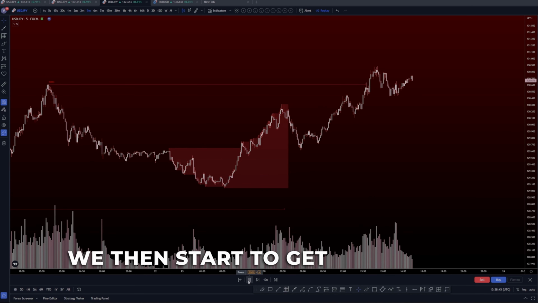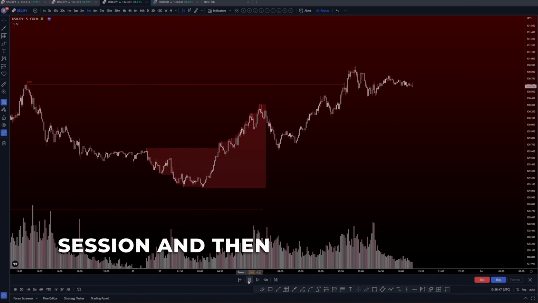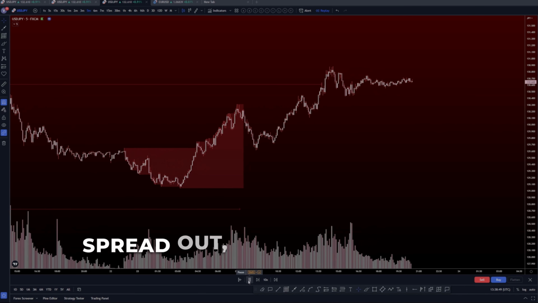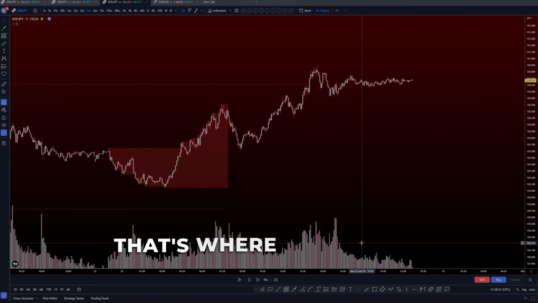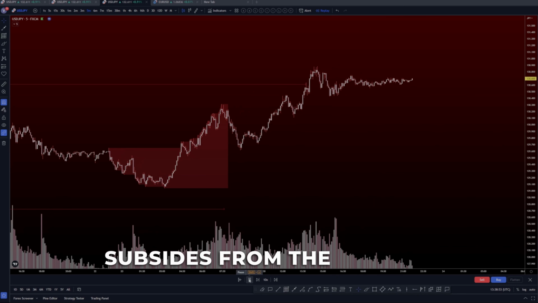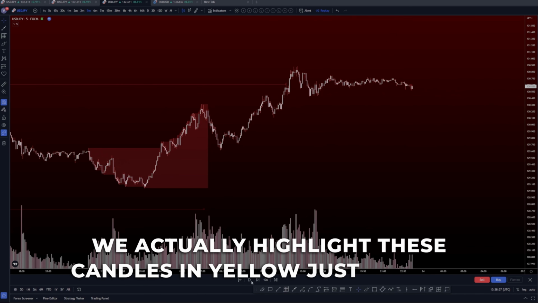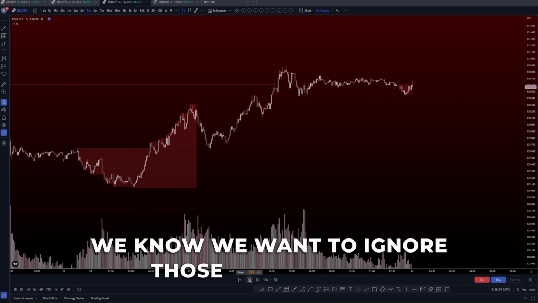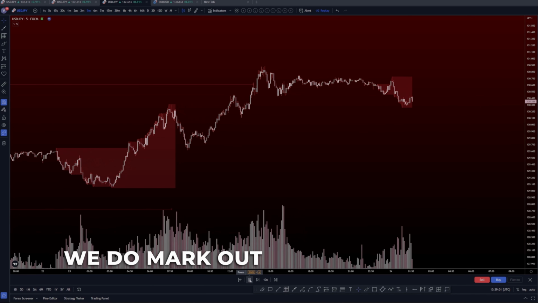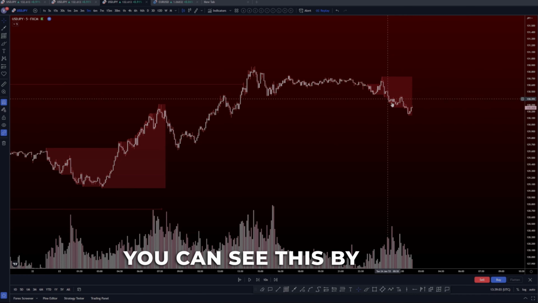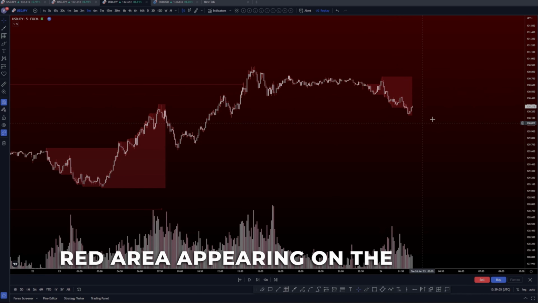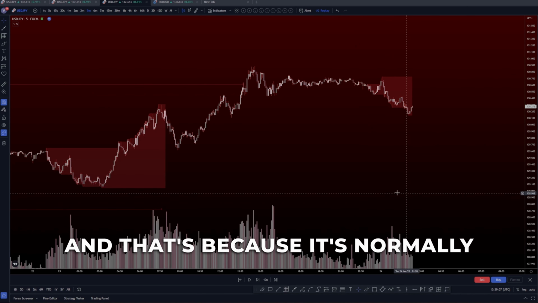We then start to get into the US session, and then later on coming up into spread hours. That's the market rollover period. That's where the volume completely subsides from the market. We actually highlight these candles in yellow just because we know we want to ignore those entirely, and we do mark out the Asia session. You can see this by this red area appearing on the chart, and that's because it's normally low volume.